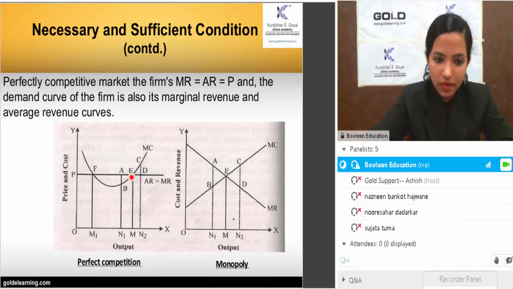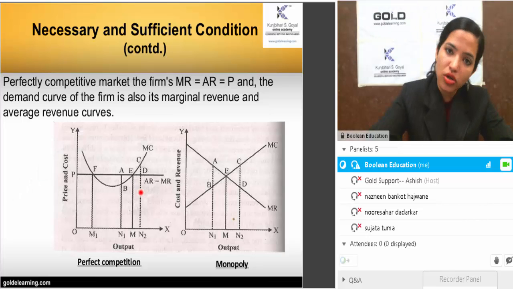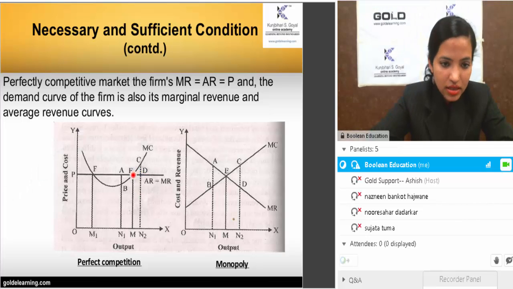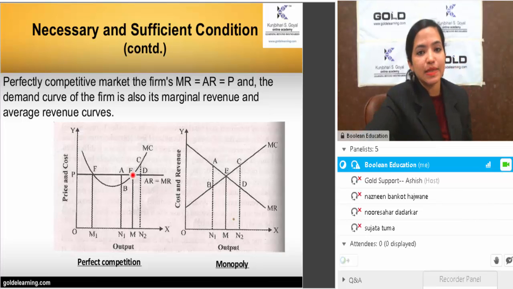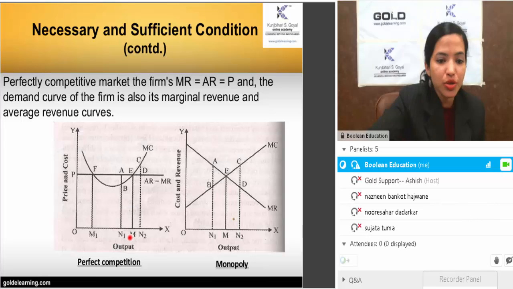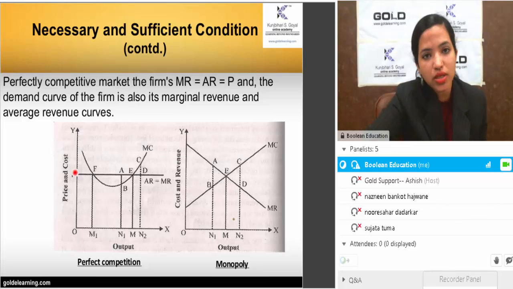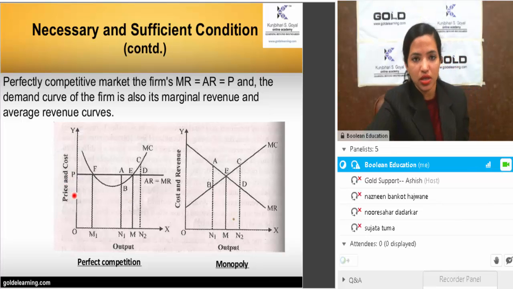So look at point E. Again MR and MC are intersecting each other at point E, right? But at this particular time your marginal cost curve is rising, cutting your marginal revenue from below, right? Meaning MC is increasing and your MR is constant, so it is not decreasing. Hence this point E will be your maximum profit. So the firm should produce output of OM and sell that at price OP. Here they have to sell it at price P because this is the perfect competition scenario, right?